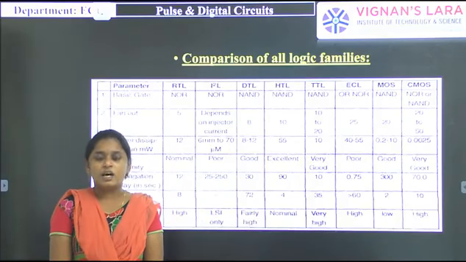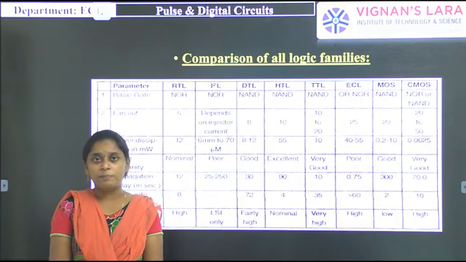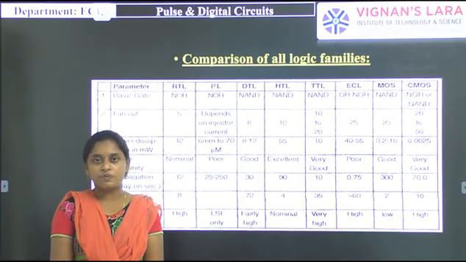In the next class, we will discuss what is meant by a sampling gate and what the types of sampling gates are.